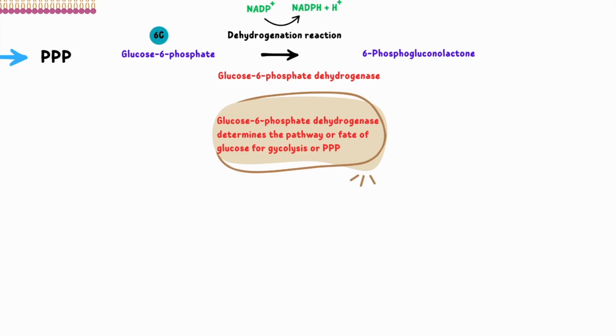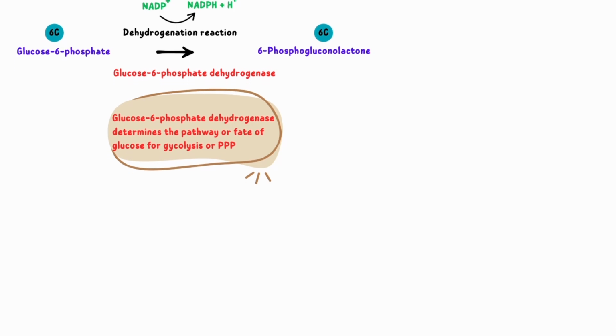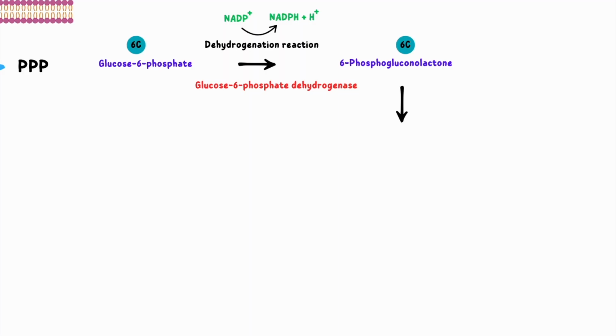Glucose 6-phosphate is a 6-carbon molecule and it is converted into 6-phosphogluconolactone, that is also a 6-carbon molecule. In next step, the lactonase enzyme, that is 6-phosphogluconolactonase enzyme, hydrolyzes 6-phosphogluconolactone and converts it into 6-phosphogluconate. In this process, a hydrogen ion is released. The 6-phosphogluconate also has 6 carbons.